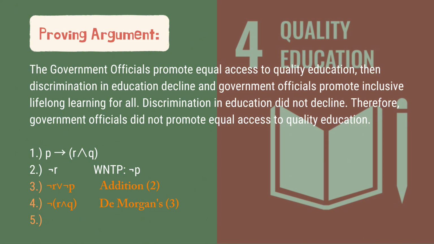Finally, by applying the rule of modus tollens to the fourth hypothesis, we can conclude not P, or negation of P. Therefore, we have proven that the conclusion of this argument is not P, or negation of P.